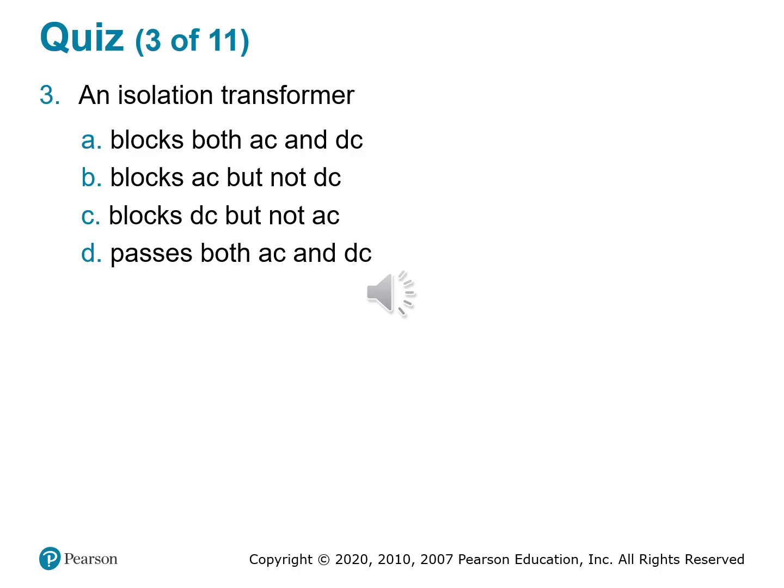Question number 3. An isolation transformer does what? A, blocks both AC and DC. B, blocks AC but not DC. C, blocks DC but not AC, or D, passes both AC and DC. Go ahead and pause the video. All right, if you're back, the correct answer to this one is C. It blocks DC but not AC.